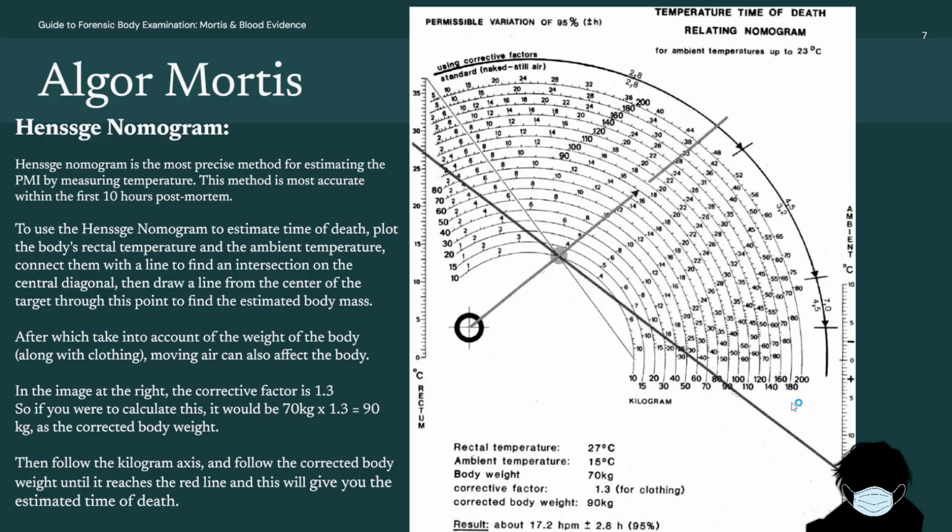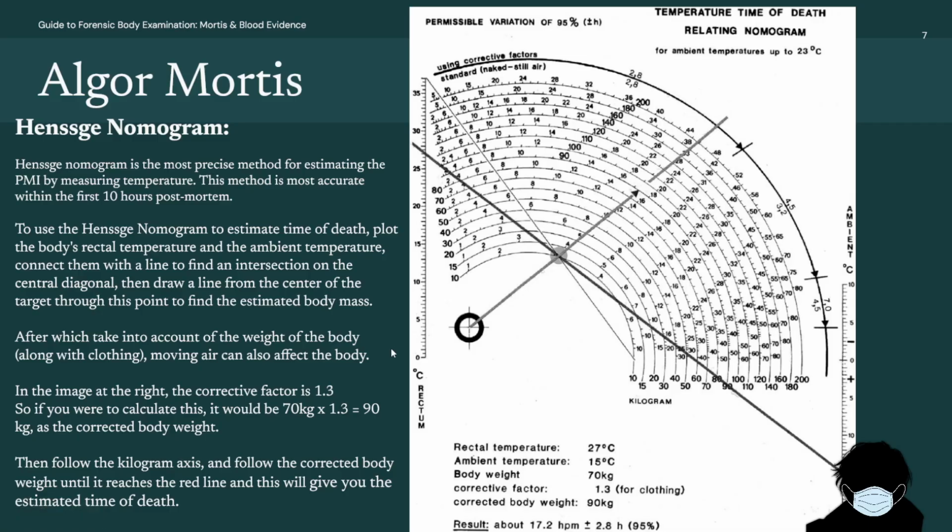And then afterwards, you're going to use the two intersecting lines as a reference point, and place your cursor at the central circle. And then all you have to do is form a central line that targets the diagonal. So as you can see, it will target the diagonal and reach out to the end point. After which, take into account the weight of the body along with the clothing. Moving air can also affect the body. This is known as the corrective factor.